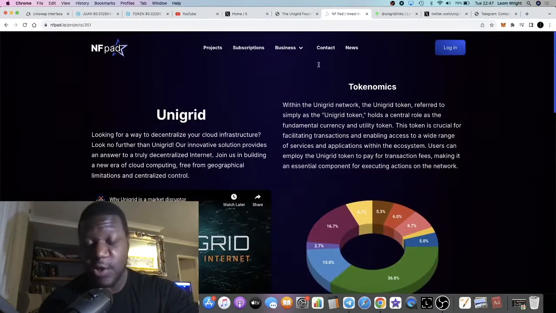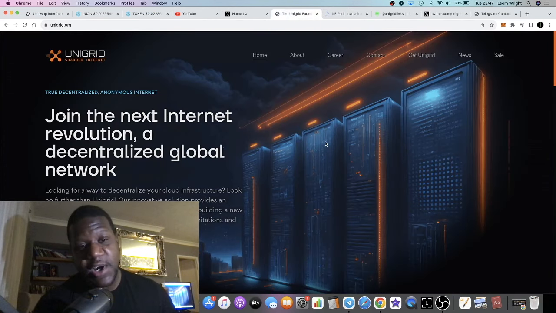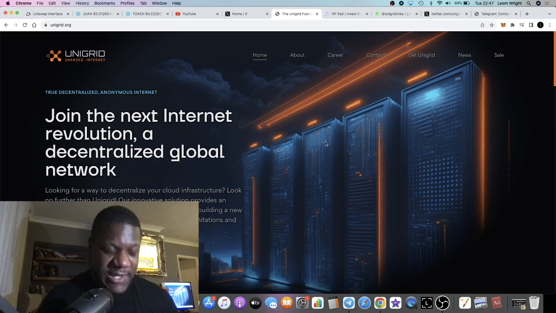So we'll talk about your tokenomics and stuff in a minute, but the project is called Unigrid, and this is basically a decentralized cloud storage or cloud infrastructure project. The token will be UGD, I believe, and you can basically get in on the seed round for this project, okay?